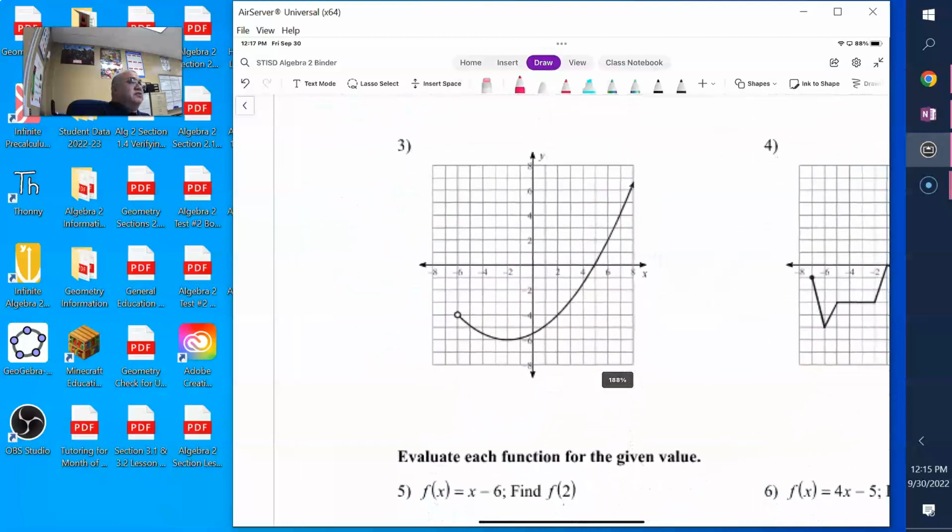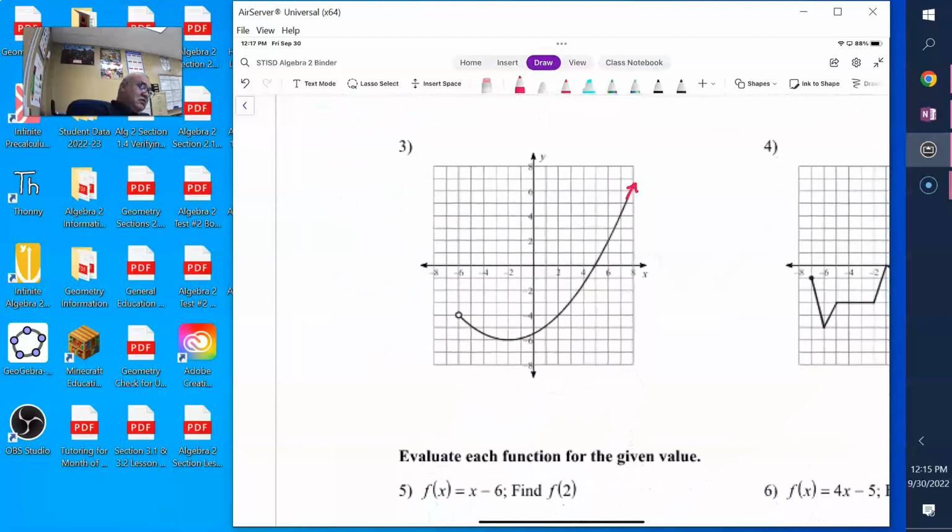Number 3 is different because we have an arrow that's indicating that it's going on forever, and it looks just like this. So the lowest x value is -6. The highest x value is infinity, so we're talking about all the numbers to the right of -6. So we're saying x is greater than or equal to, nope, not equal to, because it's an open circle. So x is greater than -6, so that's going to be the domain.